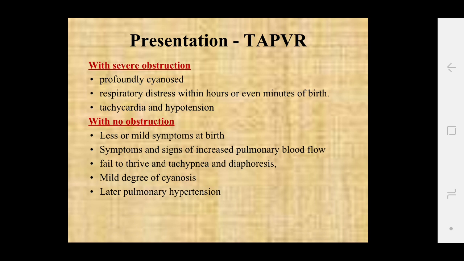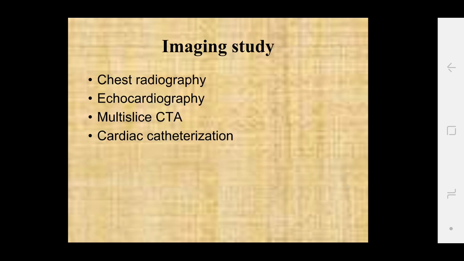With growth, maybe in the first or second month of life, this patient usually shows failure to thrive, tachypnea, diaphoresis, interrupted feeding, and difficulties in feeding. Usually the cyanosis is of mild degree, but with chronicity, these patients develop severe pulmonary hypertension.